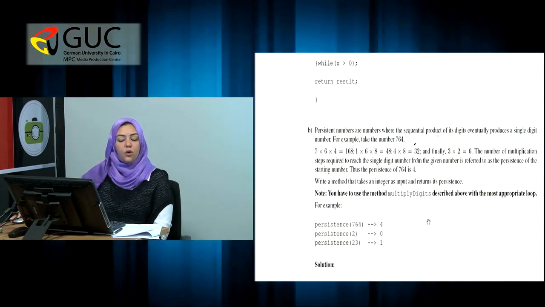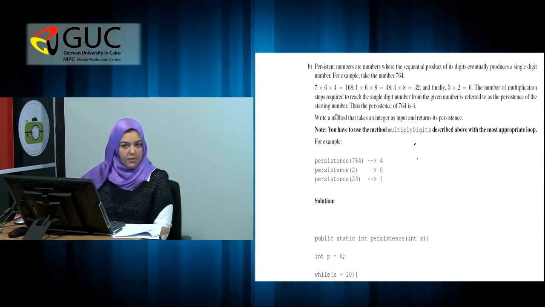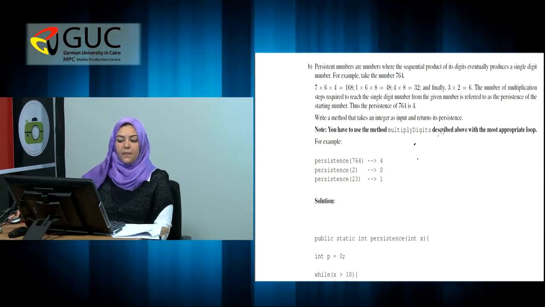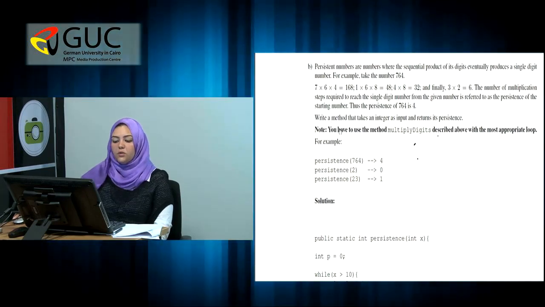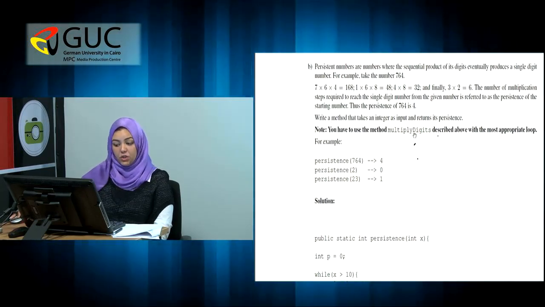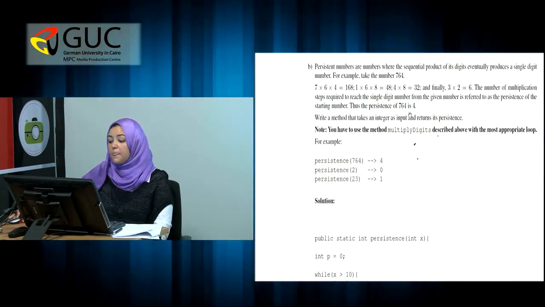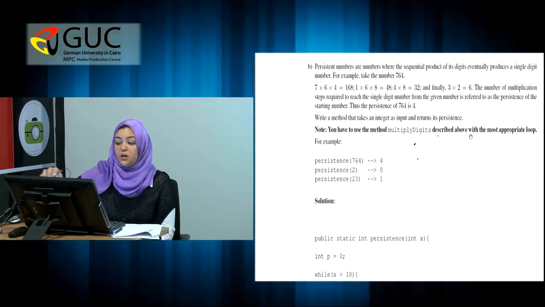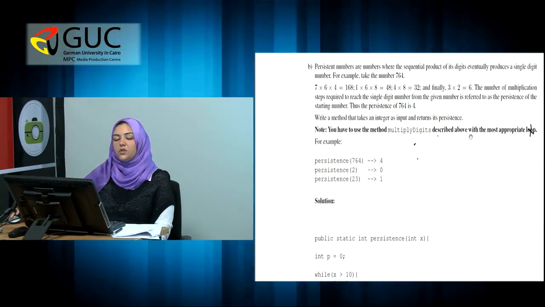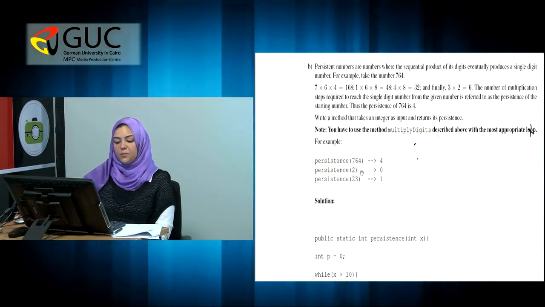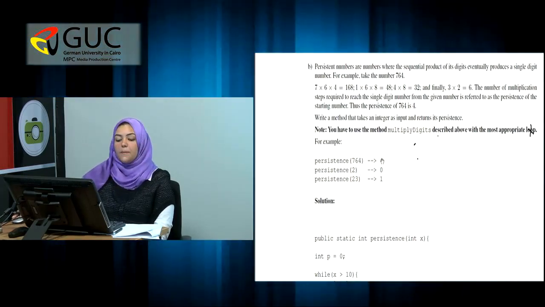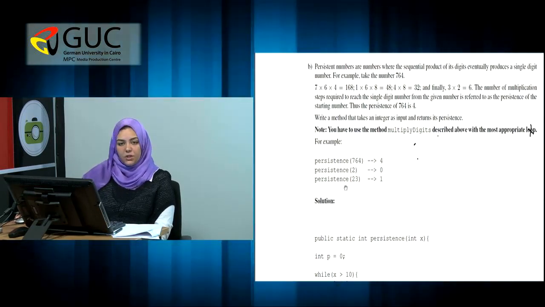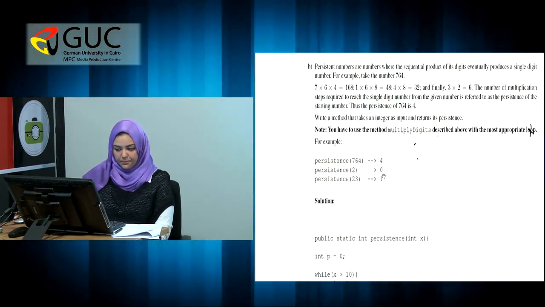Okay, so what you're required is to write a method that takes an integer as an input and returns its persistence. And there is a note that you have to use the method which is called multiply digits, described above, which we performed. With the most, we will not make it with a loop. We do it with a recursive call. So let's just have some examples. For example, here we say that persistence of 764 is 4. Persistence of a single digit is 0. Persistence of 2-digit numbers is 1.